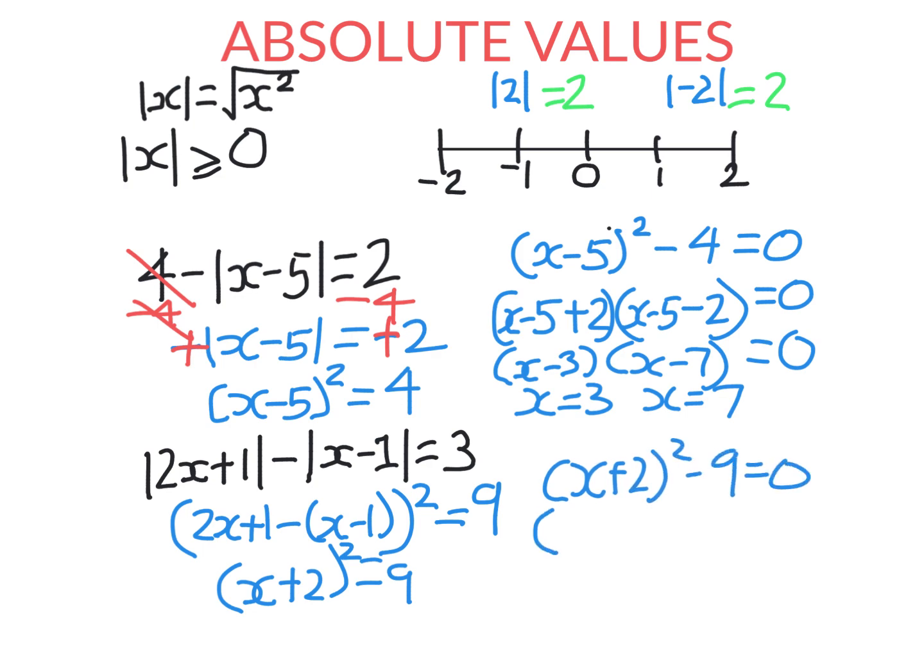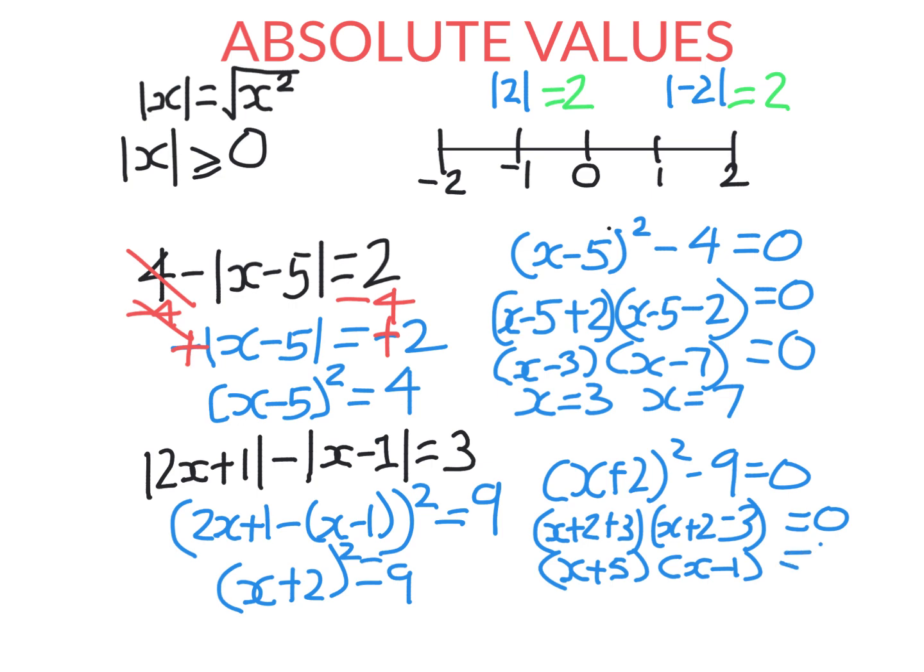Using difference of two squares, we're going to square root the first. We're going to square root the second. One gets a plus, one gets a minus. So I have x plus 5. And then x minus 1 equals 0. So using the null factor law, either the first bracket equals 0 or the second bracket equals 0.